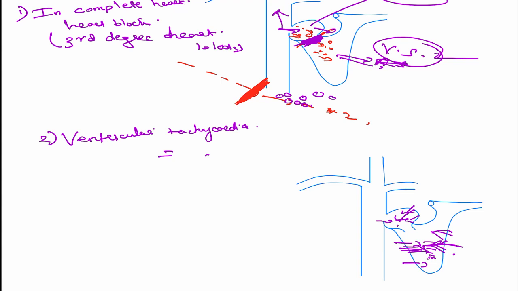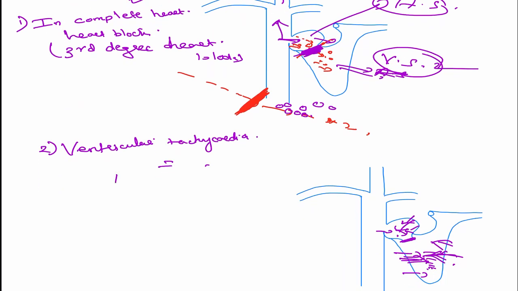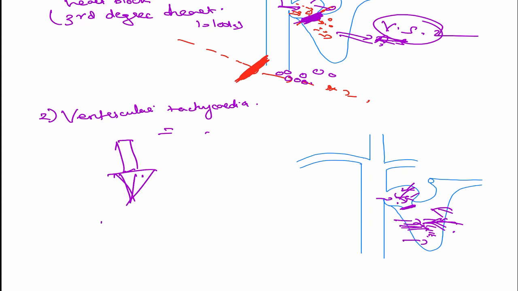Okay, so what happens is this: you know that when the ventricle contracts, this area gets blocked. And when this area gets blocked, the atrium is contracting against a closed atrioventricular valve, so it can result in a cannon wave. Okay, so these are the two conditions. Just note it down on the side. These are the two conditions where we get a cannon wave irregularly.